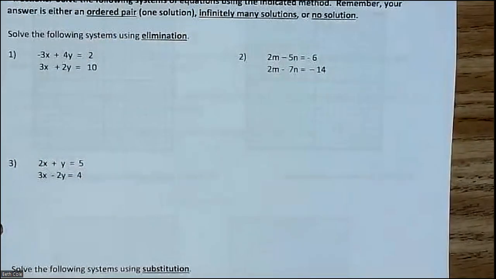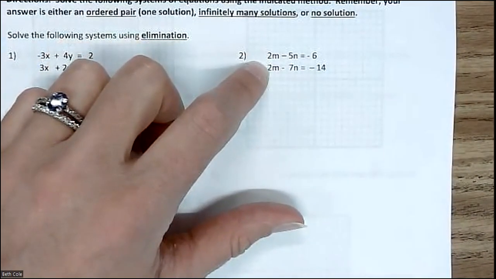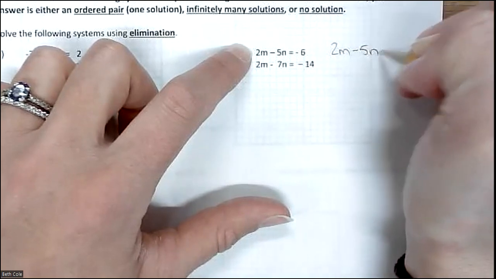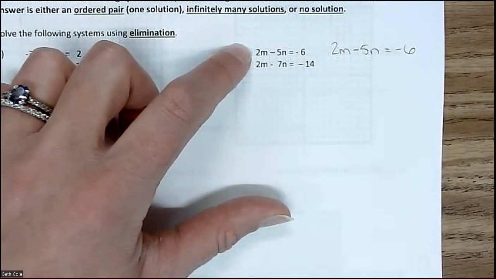Which variable would be easier to eliminate? M or N? M. Okay, if this one's a 2M, we need this one to be a negative 2M. Are you all together here? So the first one, I am just going to copy it over. Like literally just rewrite it. If you're like, hey, Miss Cole, it looks like you just rewrote the problem. Sure did. That's easy, right?